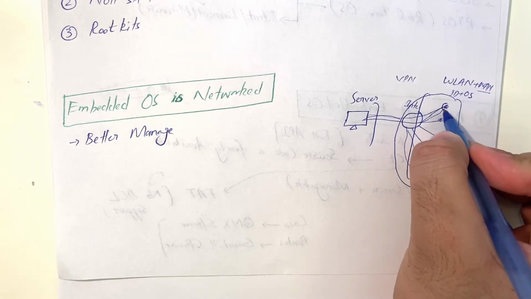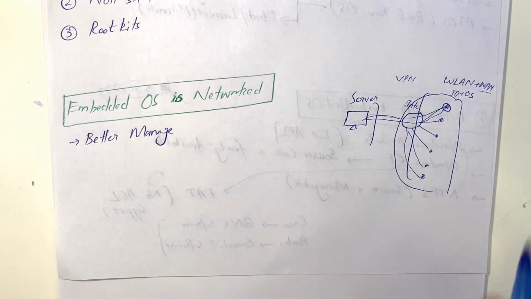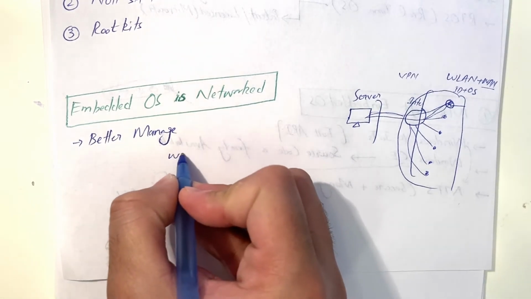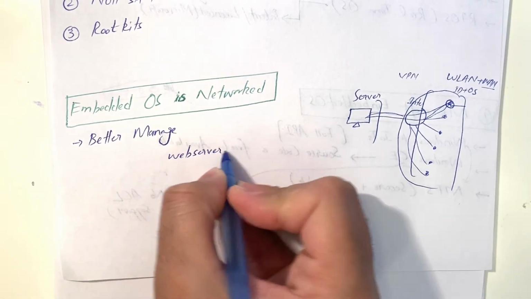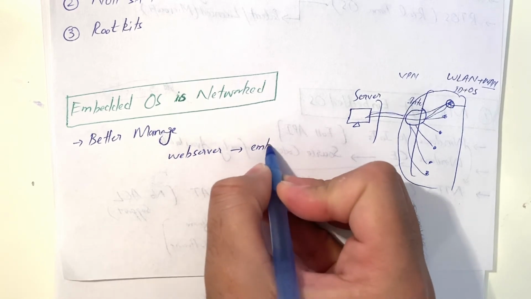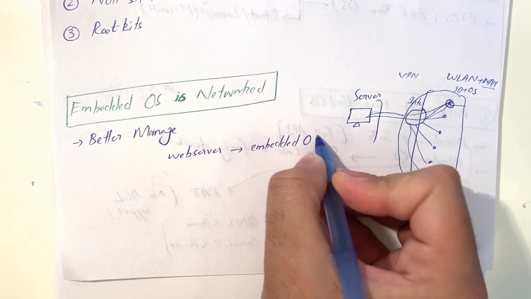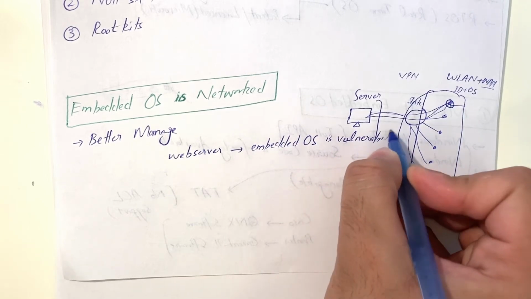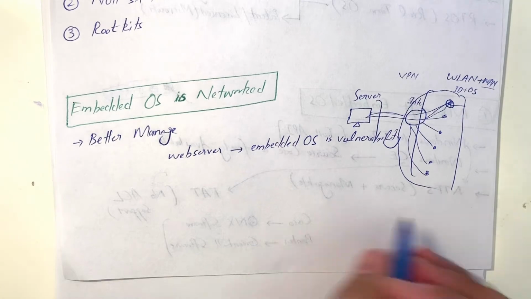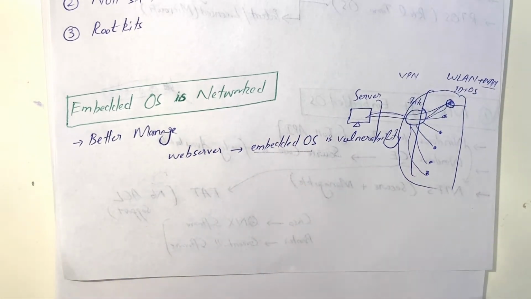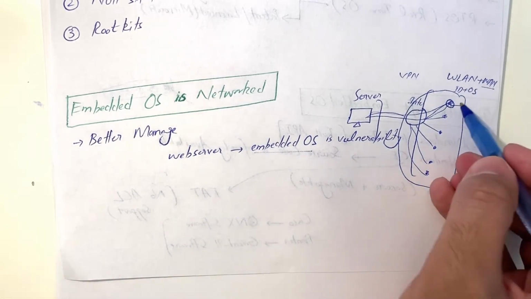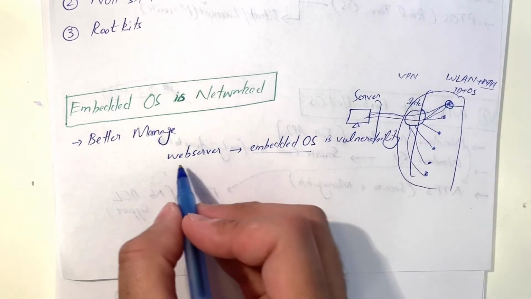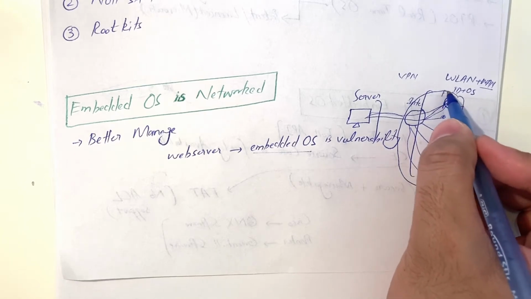And if there is any web server running on these particular sensors, it is a vulnerability. A web server running on an embedded operating system is a vulnerability, and an attacker can actually take control of that device as well. These embedded operating systems do have web services, because web services allow them to interact or communicate over the internet. But we do protect them with some kind of security firewall.